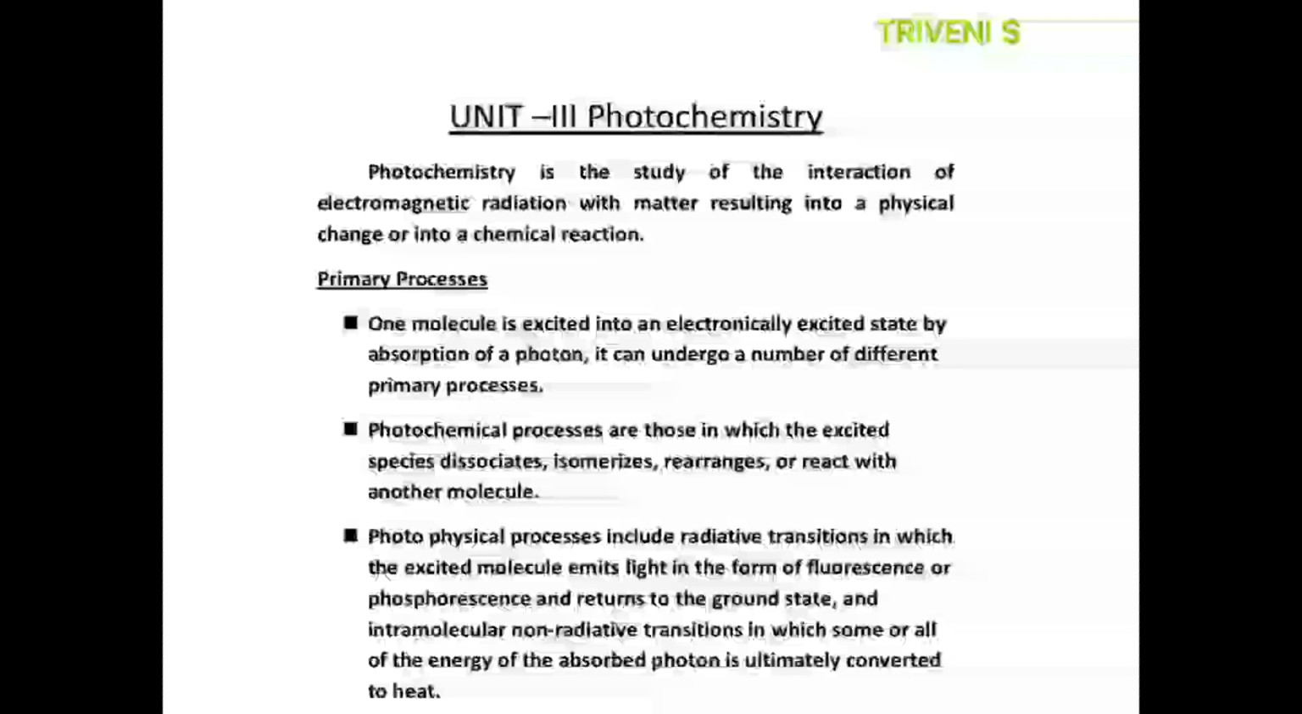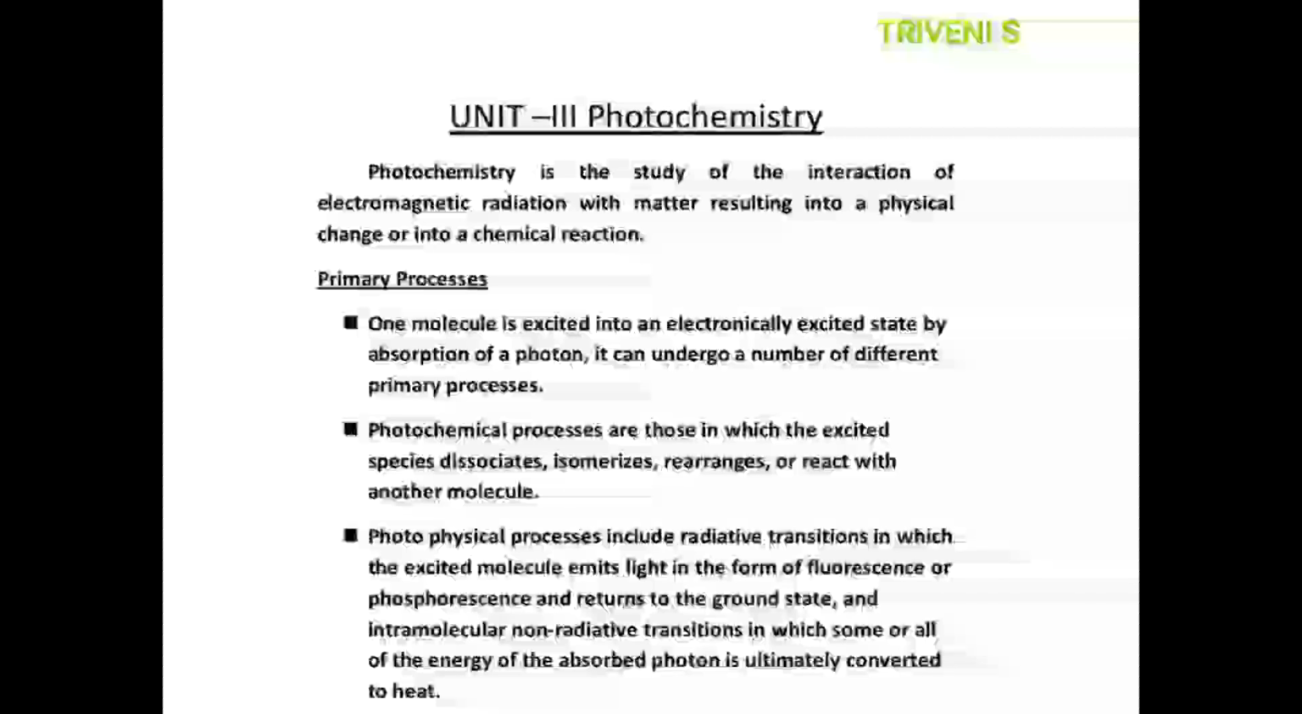Then how many types of reactions are there? There are two types. The first one is the photophysical process and the second one is the photochemical process.